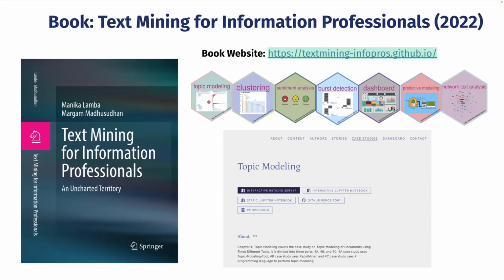I have also published a book with my PhD supervisor, Margam Madhusudhan, Text Mining for Information Professionals, in 2022 by Springer. This book consists of all the techniques, including topic modeling, for library science and information professionals, or humanities or social scientists who are interested in learning these new techniques and providing better service to their users. So do have a look at it if you're interested in learning more about these kinds of text mining techniques.